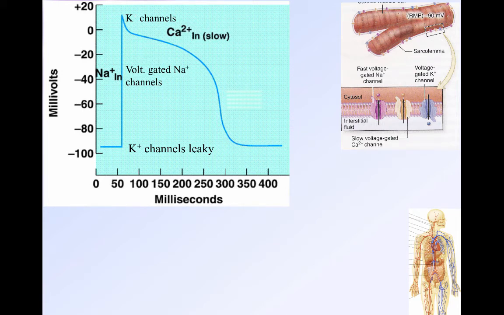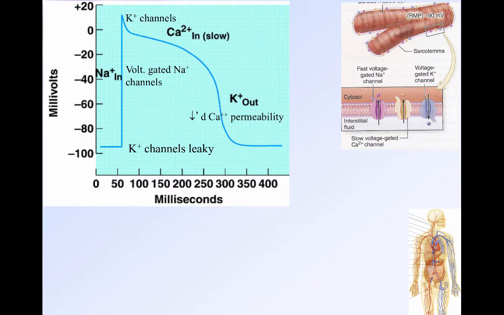Well, after a very brief period of time, we open up the slow voltage-gated calcium channels. And so calcium comes in, and that slows down the repolarization of the myocardial cell. It's still repolarizing, but it's repolarizing much more slowly. These slow voltage-gated calcium channels very quickly will close, decreasing the calcium permeability and letting repolarization continue more quickly. And so finally we get back to about negative 90.